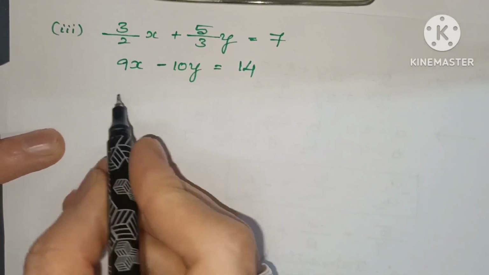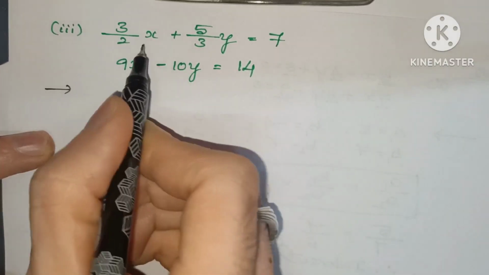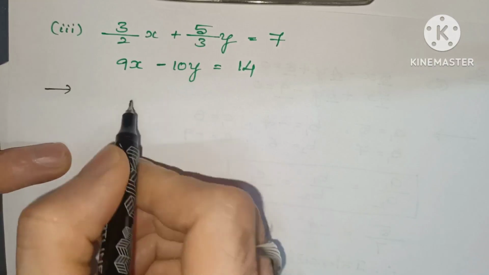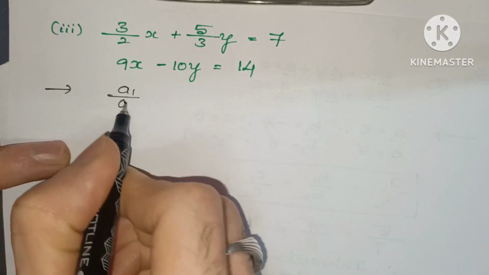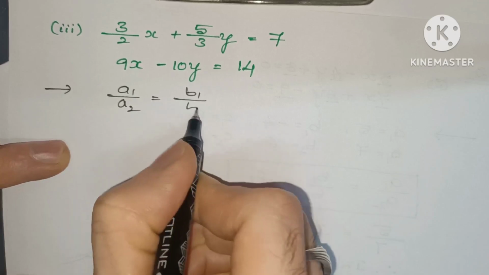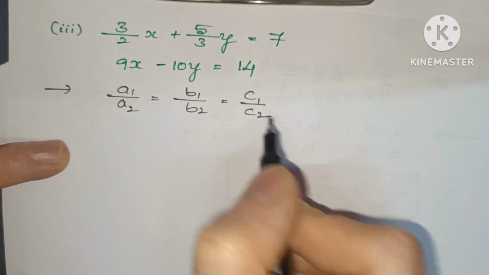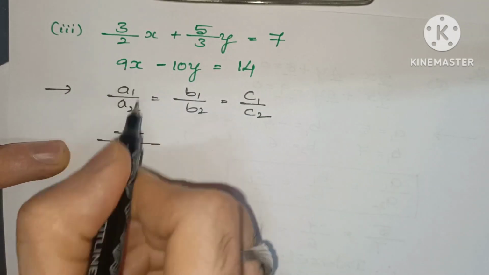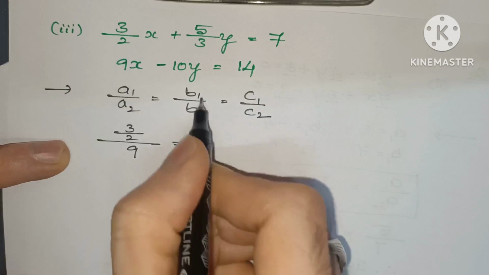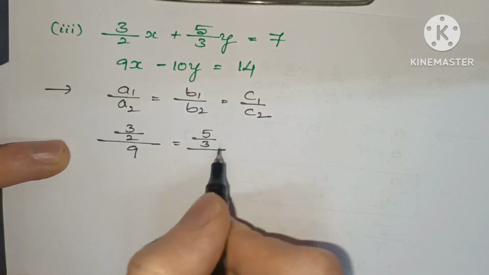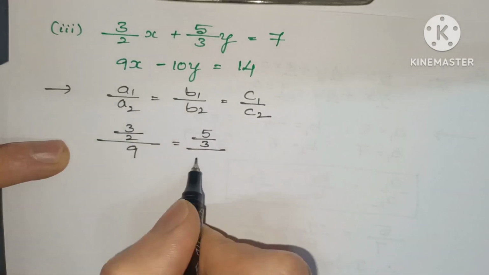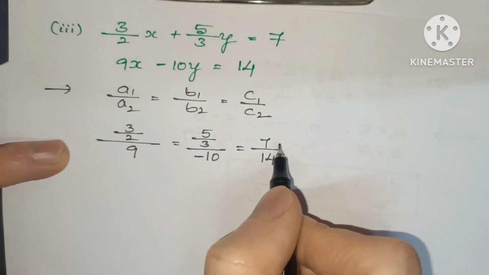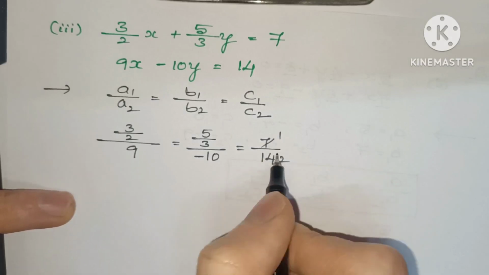So I have copied the question. See, two linear equations in fractional form. Many students get confused about how to solve this one. You pay attention. As usual, write the format a1 by a2 is equal to b1 by b2 is equal to c1 by c2. Now a1 value, the x coefficient, is 3 by 2, whole divided by a2, which is 9, is equal to b1, which is 5 by 3, whole divided by b2, the y coefficient in the second equation, that is minus 10, is equal to c1, which is 7 divided by 14. Now here we can bring it into simplest form: 7 ones are 7, 7 twos are 14.